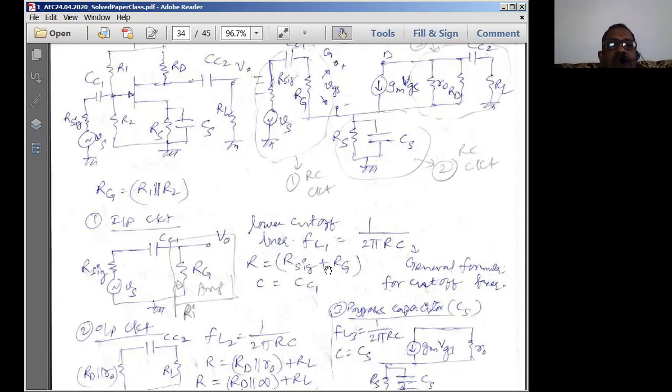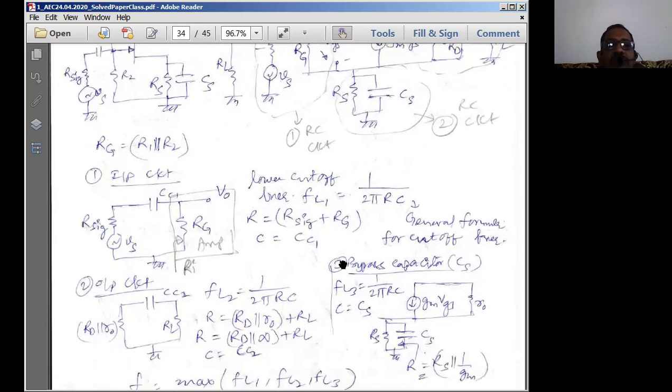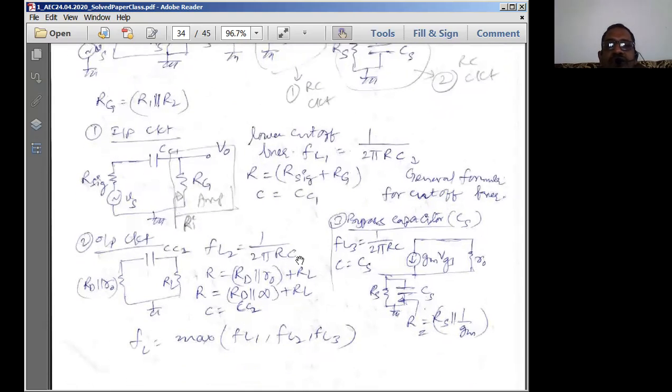So therefore R is equal to, what is the effective resistance R? R is equal to R signal plus Rg. Okay, so that is the equivalent resistance we have, and the capacitance is going to be CC1, C is equal to CC1. So then simply we replace these two over here to get the lower cutoff frequency FL1 for this particular input stage. So this is nothing but the effect of Rg, R signal and CC1 on the lower cutoff frequency known as FL1 we can write.